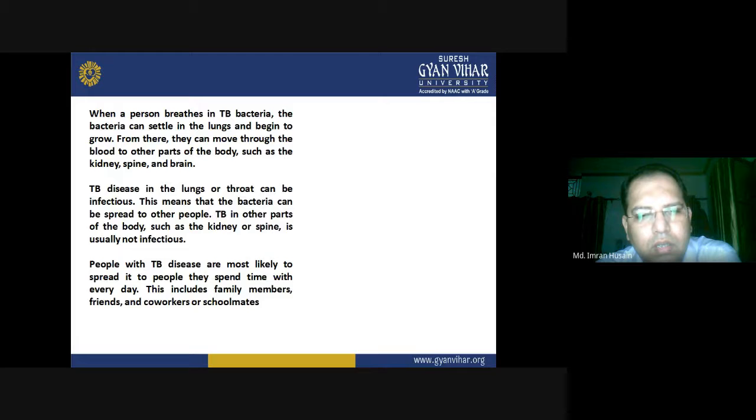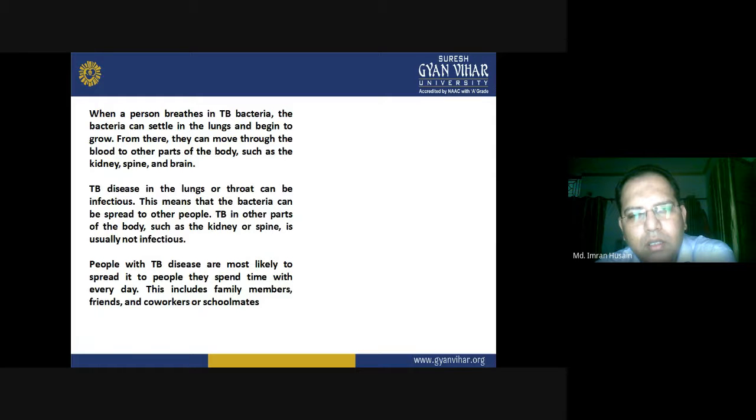People with TB disease are most likely to spread it to the people they spend time with every day. This includes family members, friends, co-workers, or schoolmates. So, most importantly, what they are trying to explain is that the TB bacteria prefers the environment of the lungs, and once it settles down, it begins to grow, and from there it will proliferate to other parts of the body via blood, such as the kidney, brain, and spine.